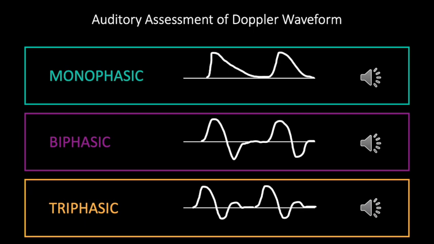So if you need to listen to those a few times, go ahead and do so, but being able to identify especially a triphasic form from a biphasic or monophasic, it can be really helpful when we're trying to determine if someone has an arterial stenosis or peripheral arterial disease.